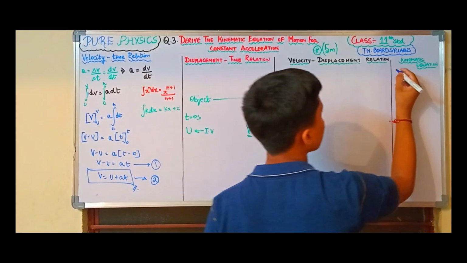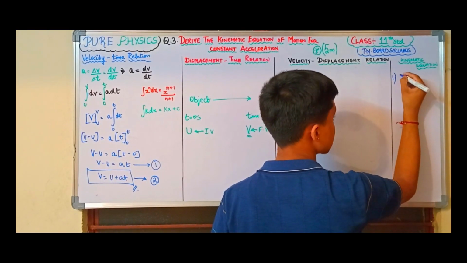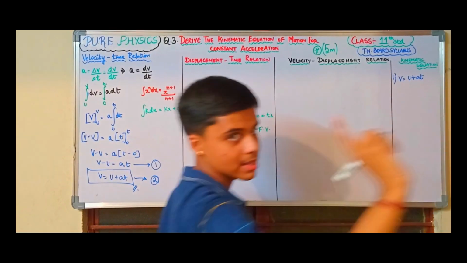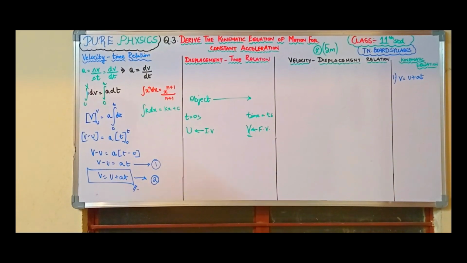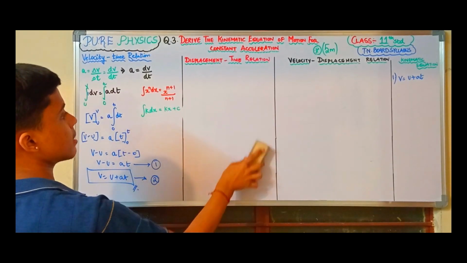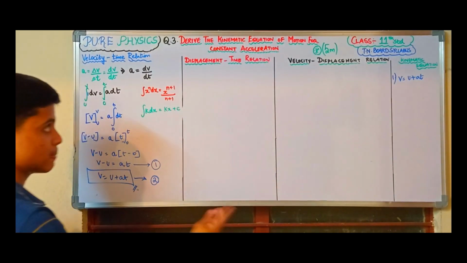So I'll write it here. My first kinematic equation is v is equal to u plus at. I got the first equation. Now three more equations are left. So I'll move on to the second topic, which is to find the displacement time relation.